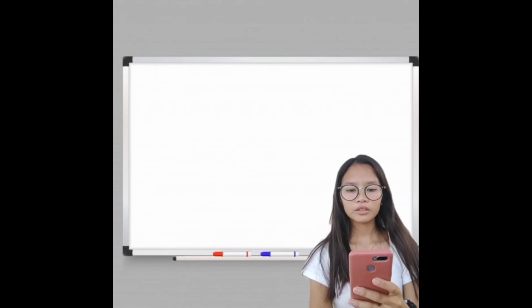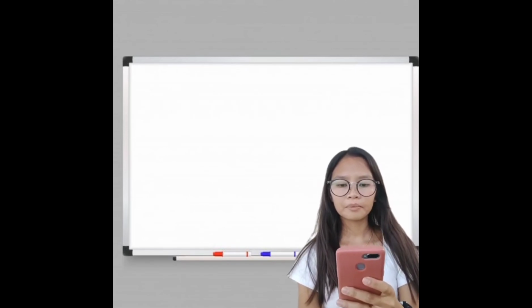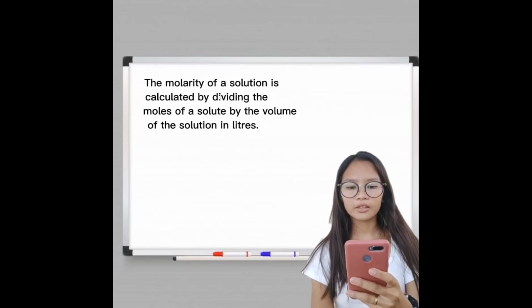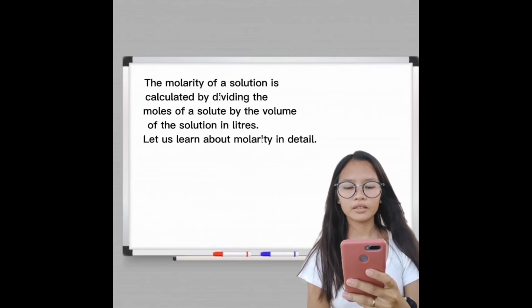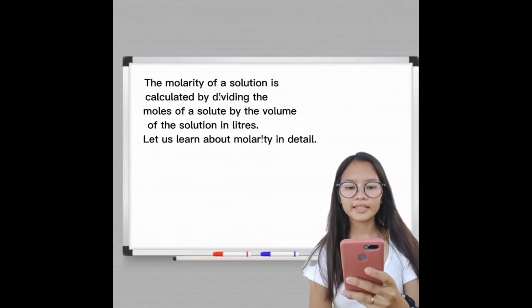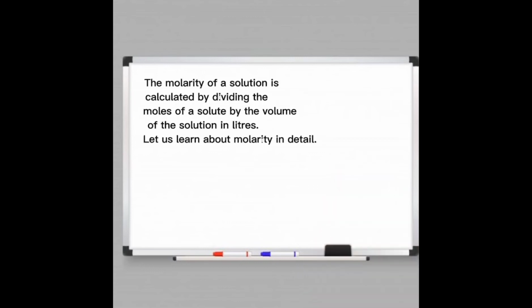Strength of a solution, molarity and its formula. The molarity of a solution is calculated by dividing the moles of a solute by the volume of the solution in liters. Let us learn about molarity in detail.